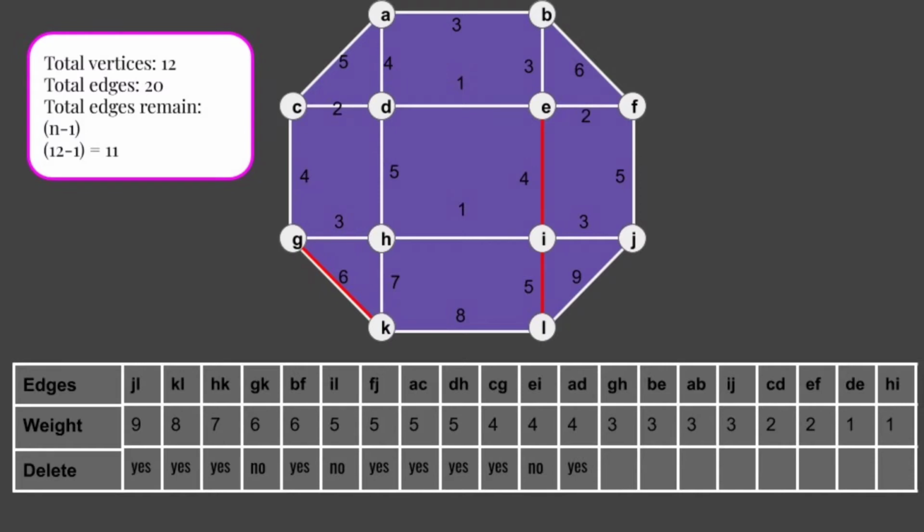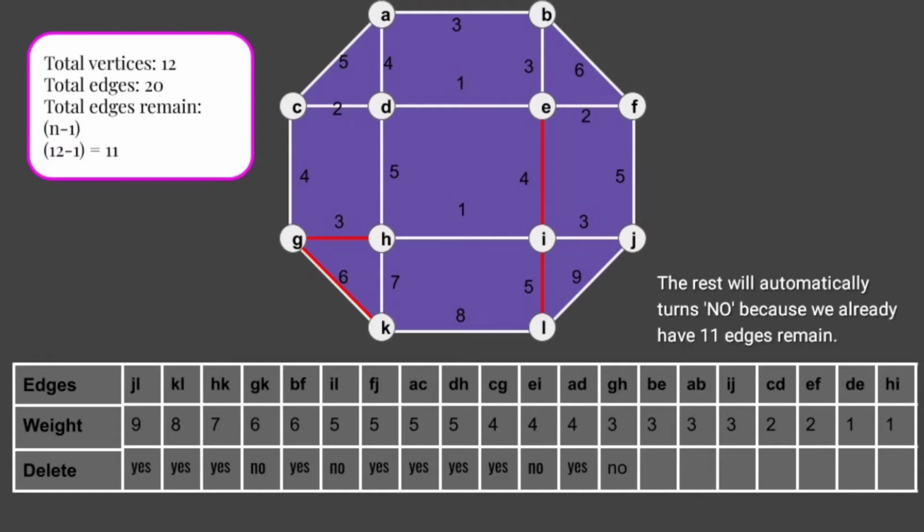Please remember, we need to stop as soon as we have n-1 edges remain, which is 11 edges remain. And for this edge, we can keep it. The rest will turn no because there's already 11 edges added to the minimal spanning tree.